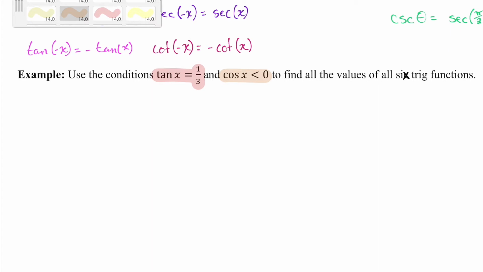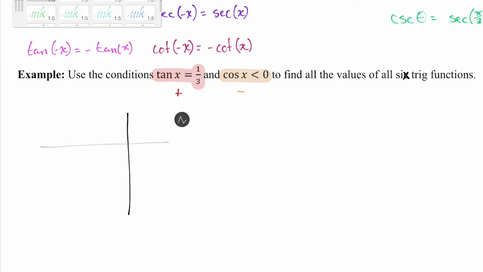So here, what I like to look at first is the signs. We're saying our tangent is positive, but our cosine is negative. So I'm trying to figure out a place where that's going to happen. And the only place where tan is positive and cosine is negative at the same time is going to be in the third quadrant.